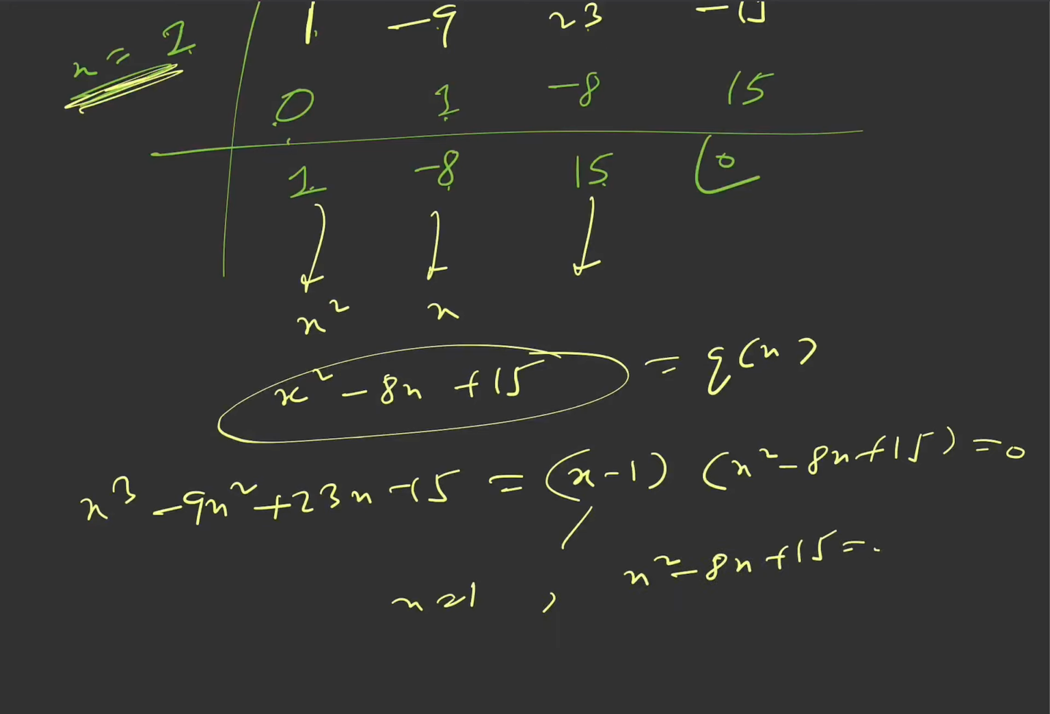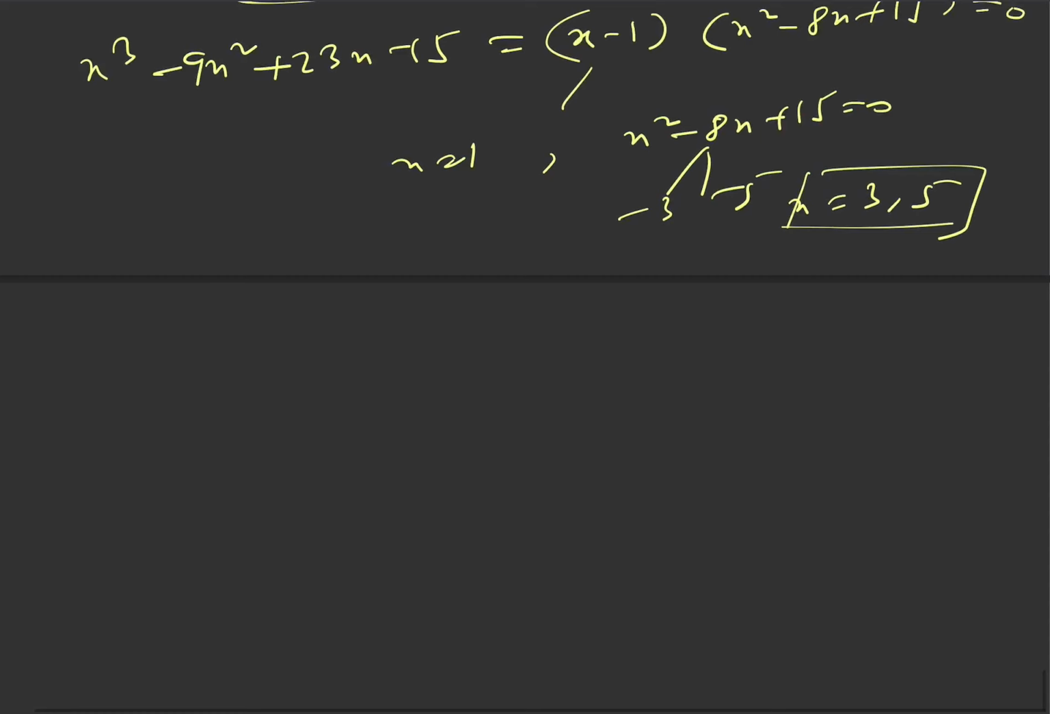So x equal to 1 and x square minus 8x plus 15 equal to 0. Now you can solve it. Minus 3 minus 5, so you can get x is equal to 3 and 5. So you have got all the three roots. 1, 3 and 5 are roots.